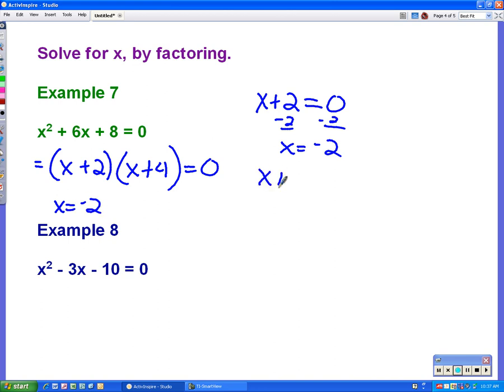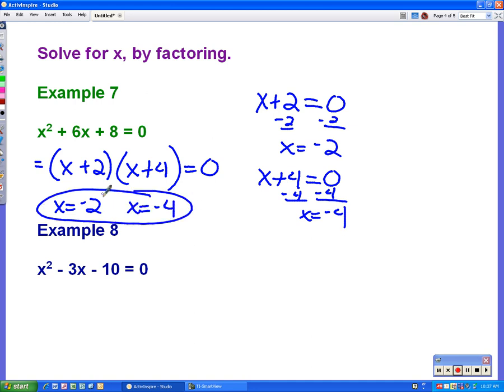Okay, well, do it for the other one. x plus 4 equals 0. Hopefully that's obvious. So x would be negative 4. So those are the solutions for x.